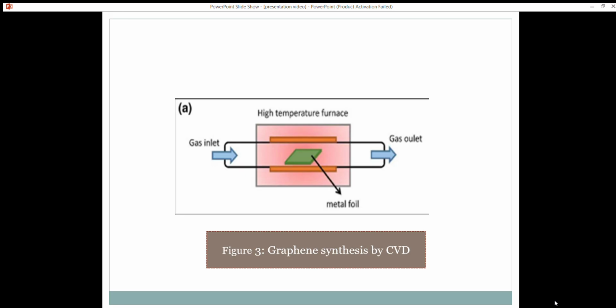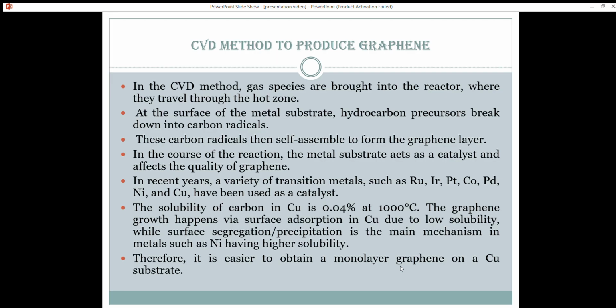Moving on, next we will see how CVD is performed. In the CVD method, gas species are brought into the reactor where they travel to the hot zone. As the temperature is highest, there is hotness inside the zone. At the surface of the metal substrate, hydrocarbon precursors break down into carbon radicals. So the precursors which we introduce in the chamber, hydrocarbon precursors, break down into radicals of carbon. These radicals of carbon then self-assemble to form a graphene layer.